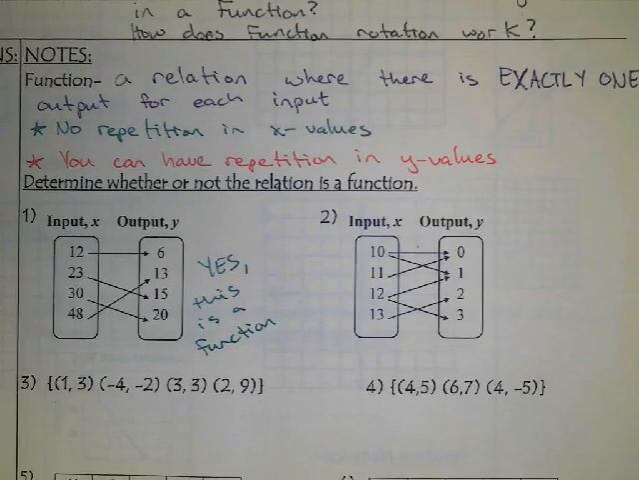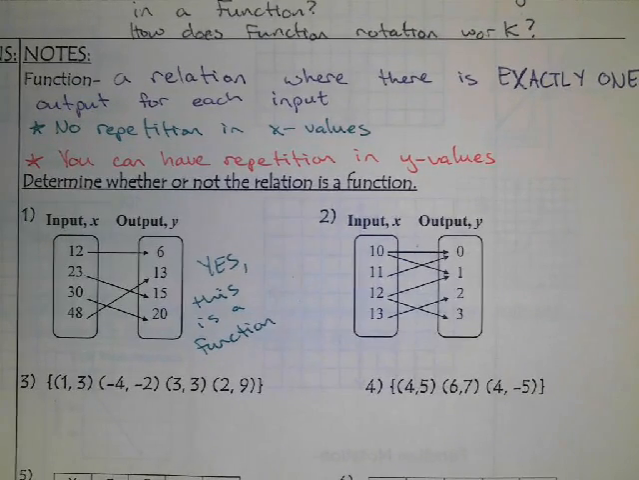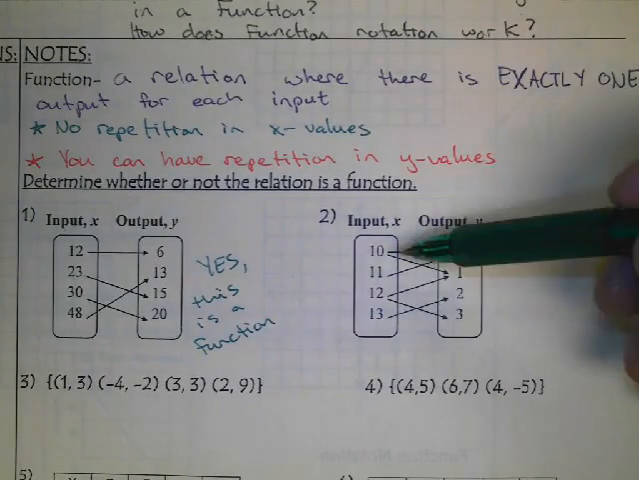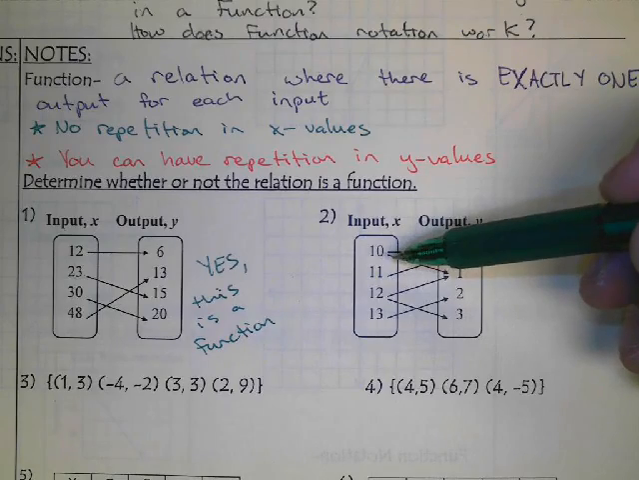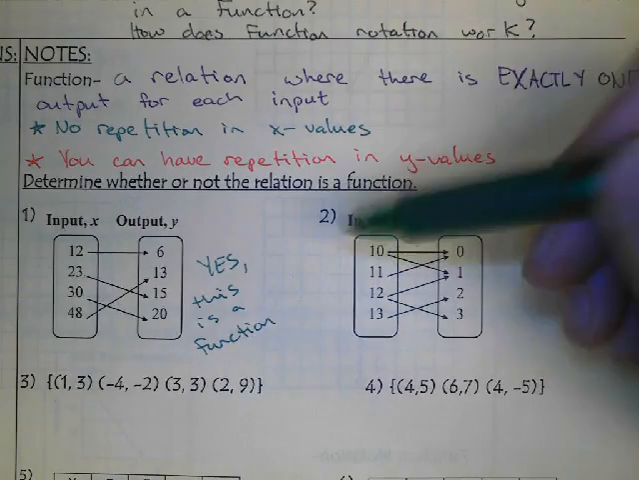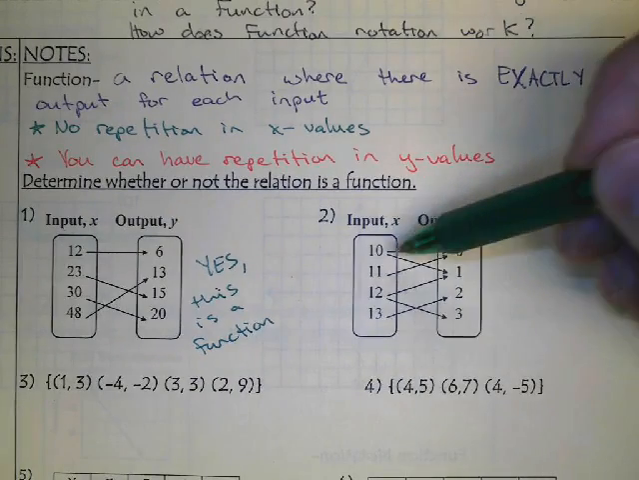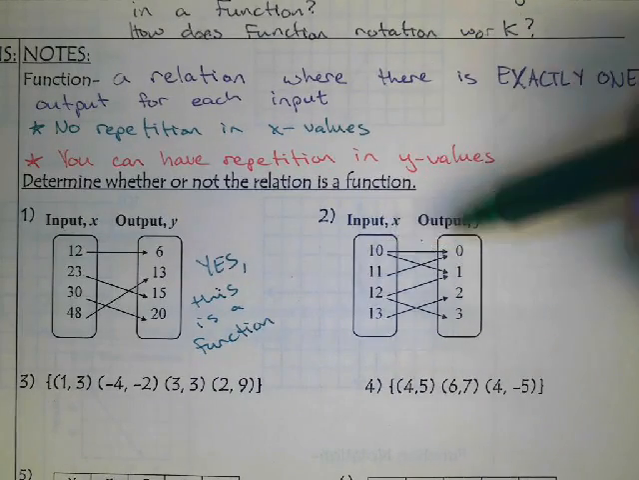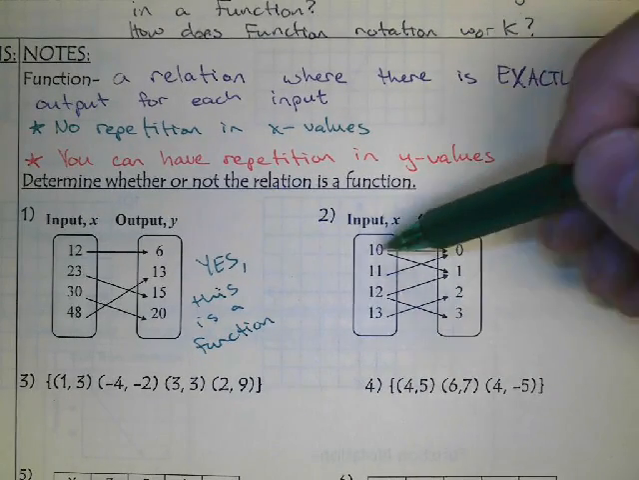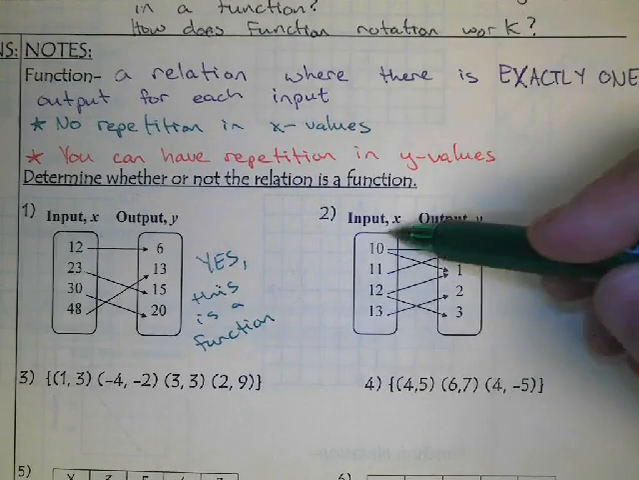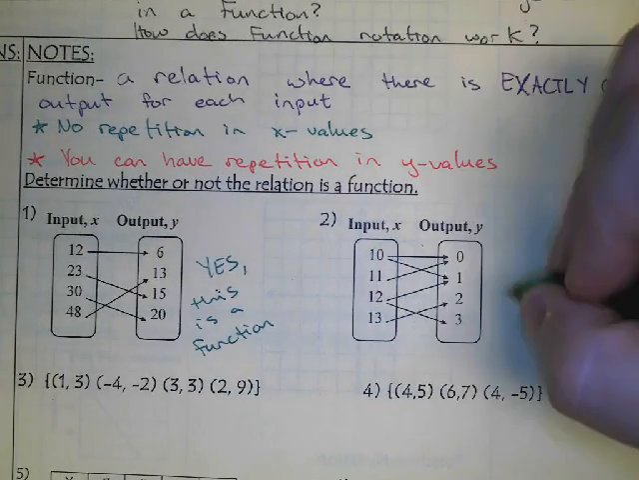Now, when I look at number 2, as soon as I get to the number 10, I see two arrows coming out of my x values. So that means there's repetition in my x's. If I were to list these as points, I'd have (10, 0) and (10, 1). So anytime there's repetition in the x values, not a function.